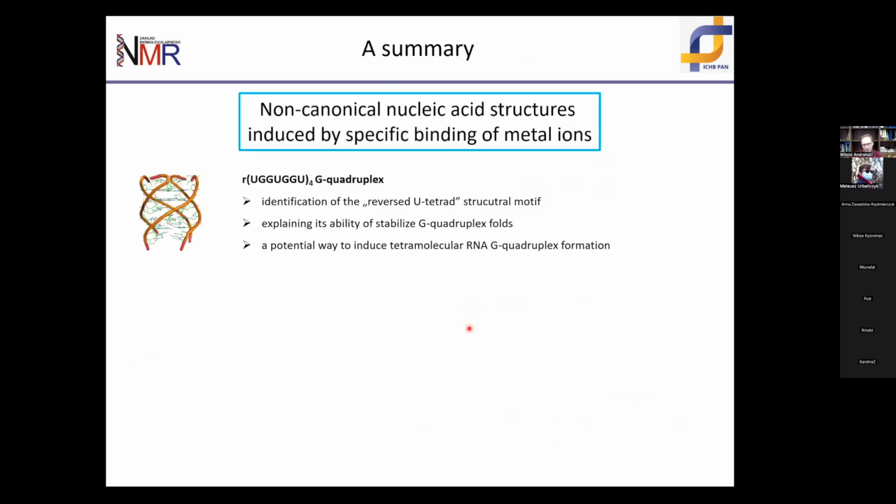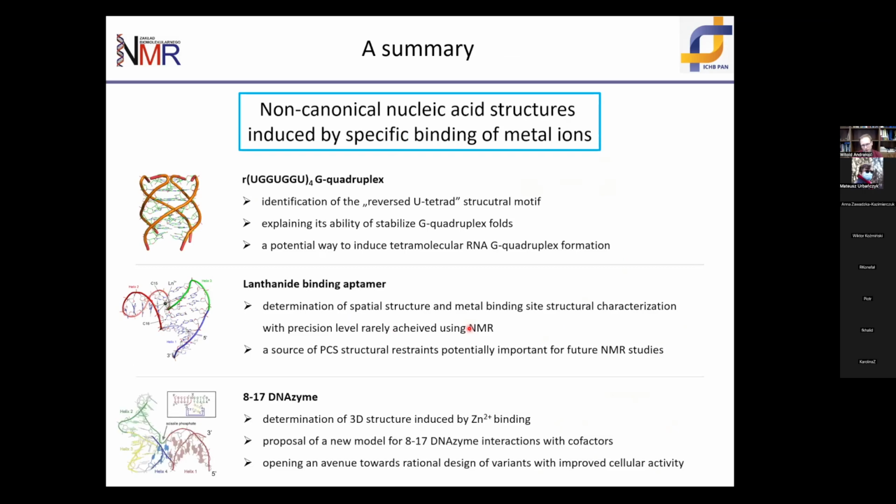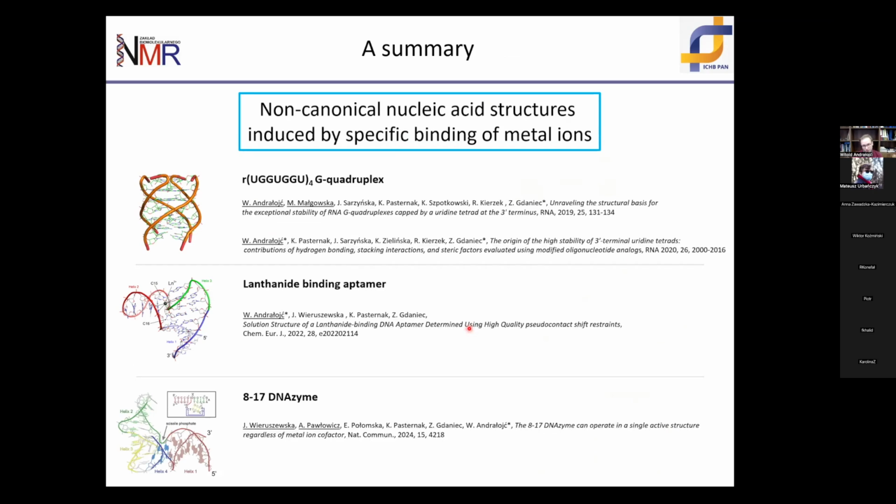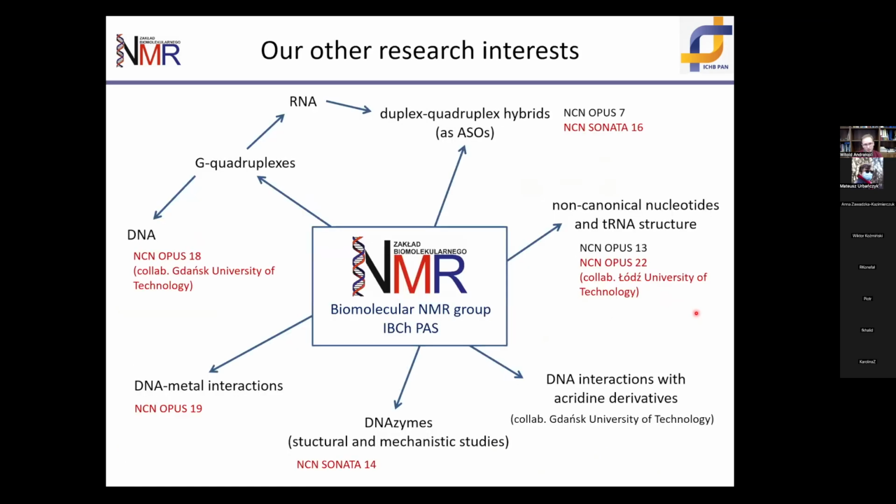So just to summarize, we're able to solve structures of three very, very different DNA and RNA molecules that are related to each other by the fact that they require specific binding of metal ions to form. These are the publications we were able to put our results in. I just show them so that if you want, you can check them out later. And this is just part of all the research work of all the projects that we do at the NMR Group.